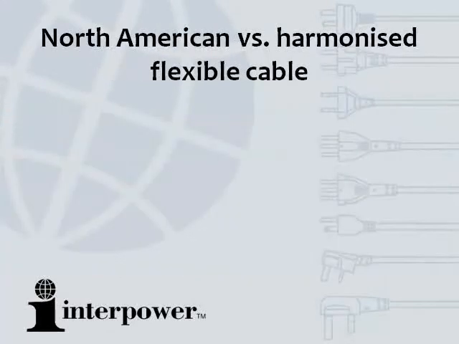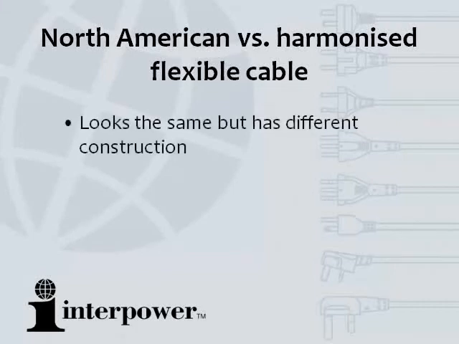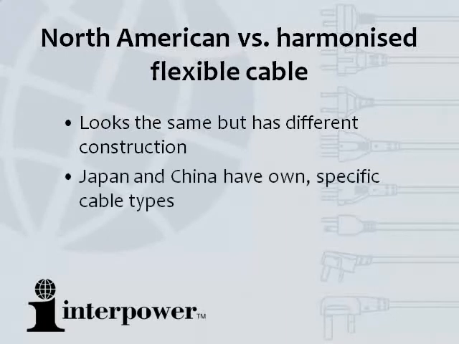Once you are aware of what the plug pattern is for the country you are exporting to, consider the cable that is used. Electrical cable for North America may look the same as the European harmonized cable typically used in other countries, but it has a slightly different construction. Furthermore, countries like Japan and China have different cable types as well, and will need approval from test agencies in those countries.